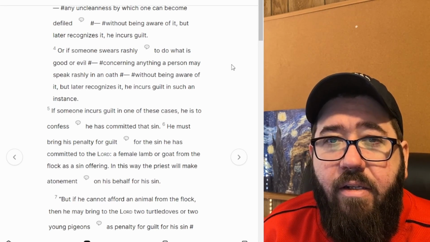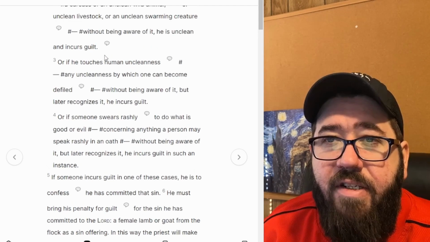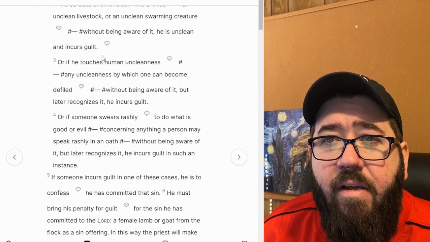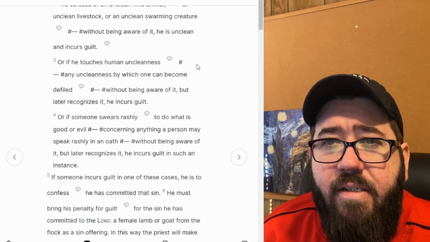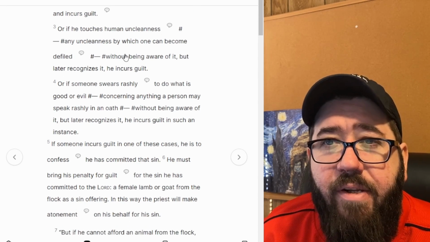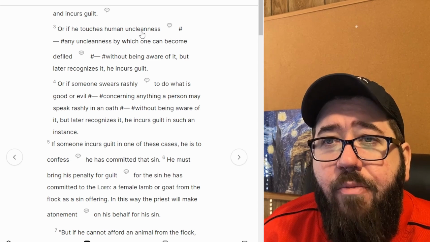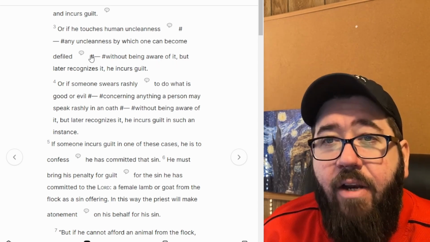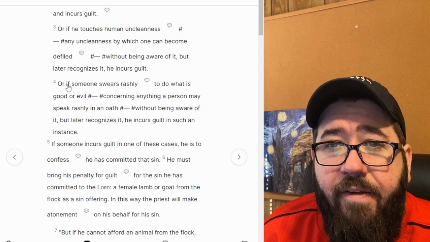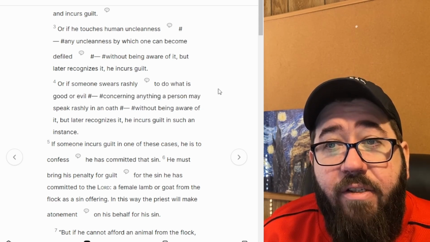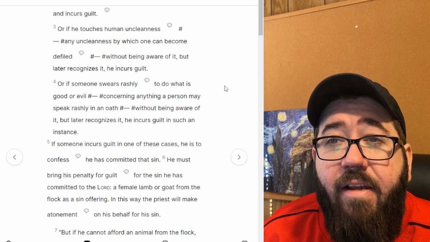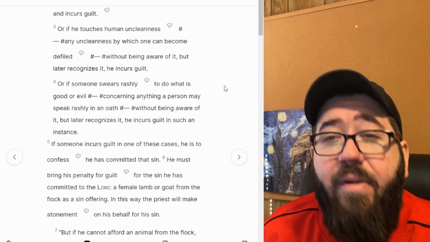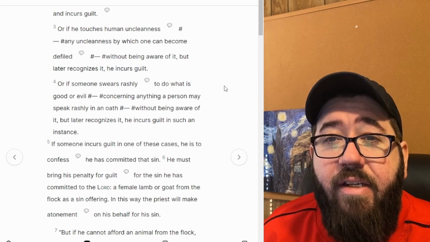So I notice here there is a stipulation with this. There does seem to be this theme. So we see, what did I just read? Verse 3. Okay, if he touches human uncleanness without being aware of it, but later recognizes it, he incurs guilt. And then verse 4 here, or if someone swears rashly to do what is good or evil concerning anything, a person may speak rashly in an oath without being aware of it, but later recognizes it, he incurs guilt in such an instance.